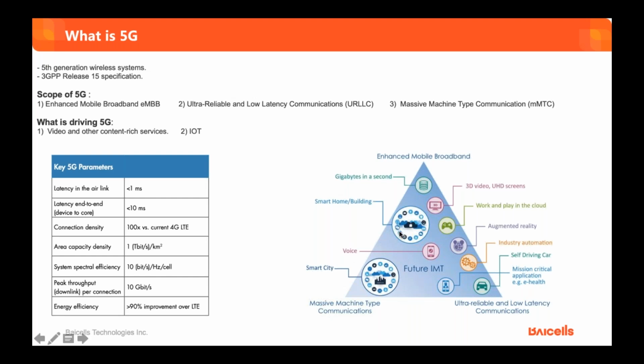Another important factor of 5G is the system spectral efficiency. The technology would be able to utilize the spectrum more efficiently than the current LTE technology. We're talking about 10 bits per second per hertz, and currently LTE is about 5 to 7. So from a spectral efficiency perspective, we really improved on the use of the spectrum. And one other important feature is energy efficiency. 5G will be at least 90% better in efficiency than LTE technology.